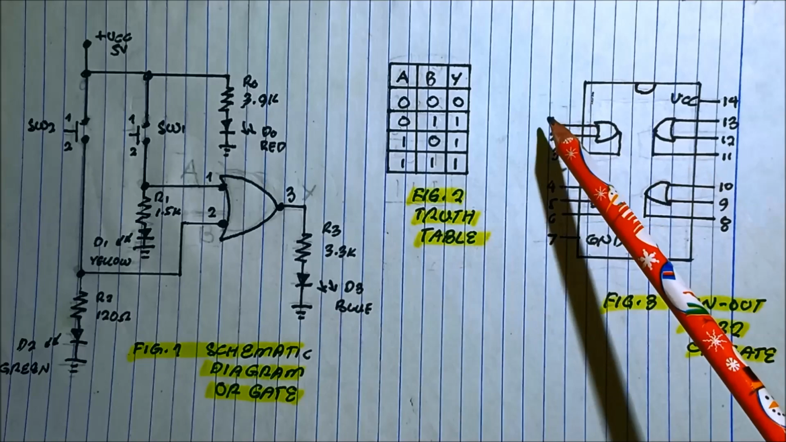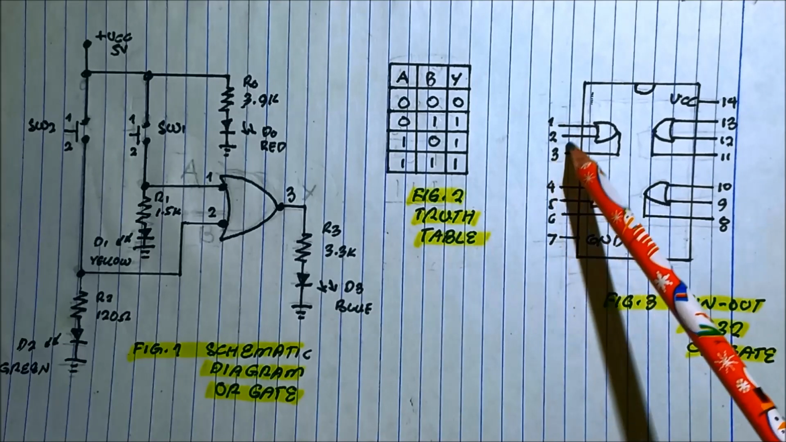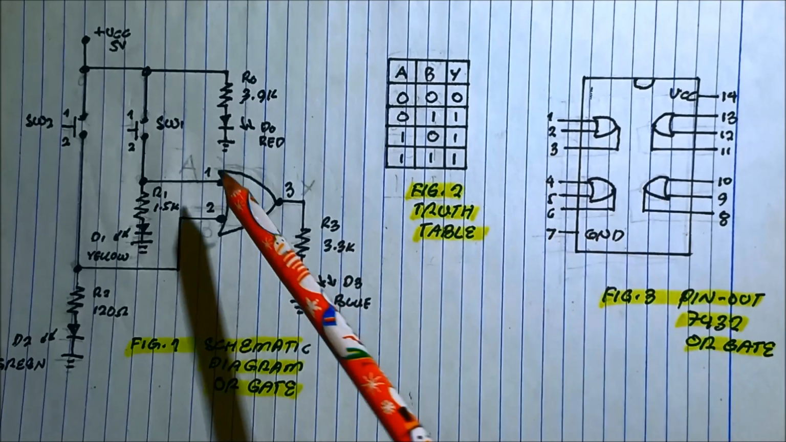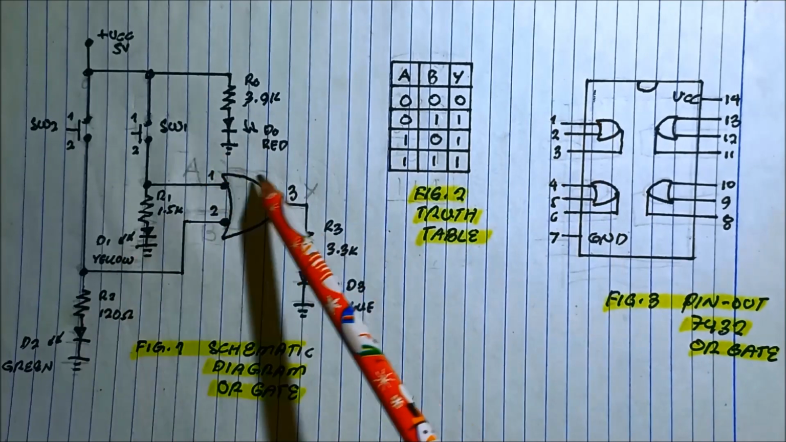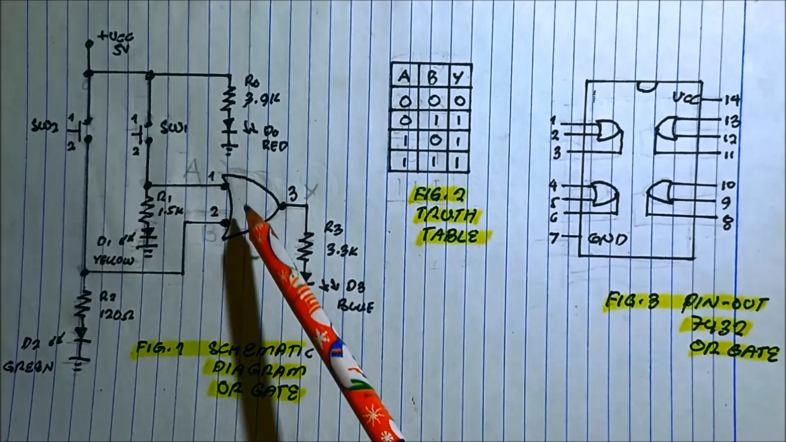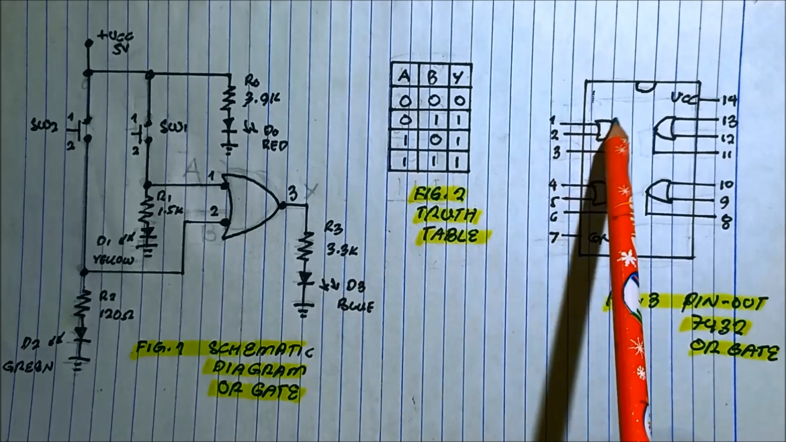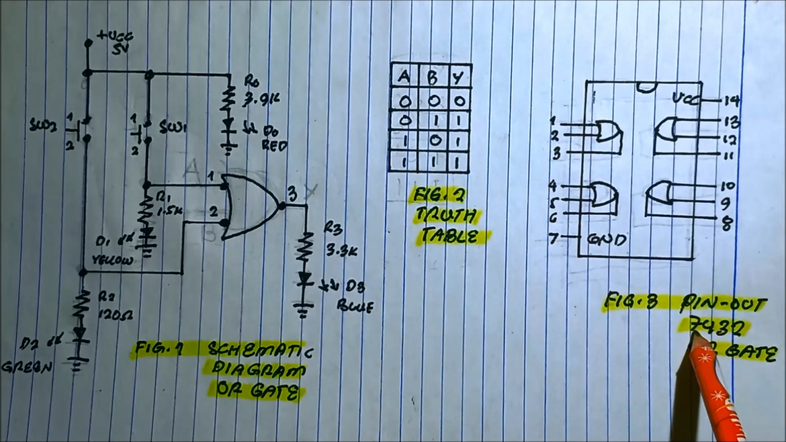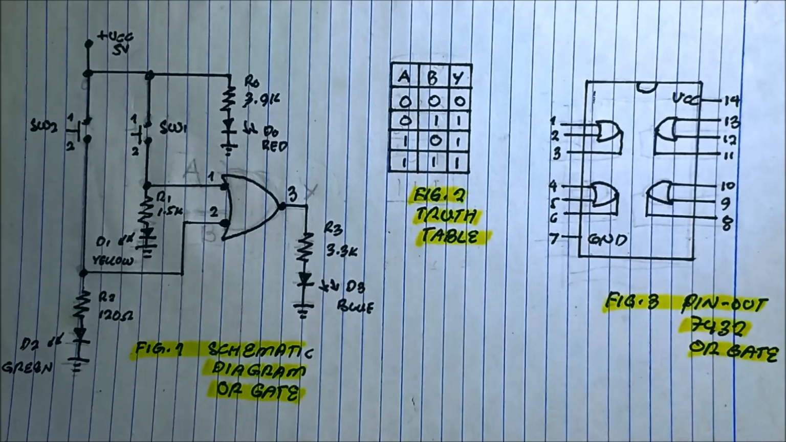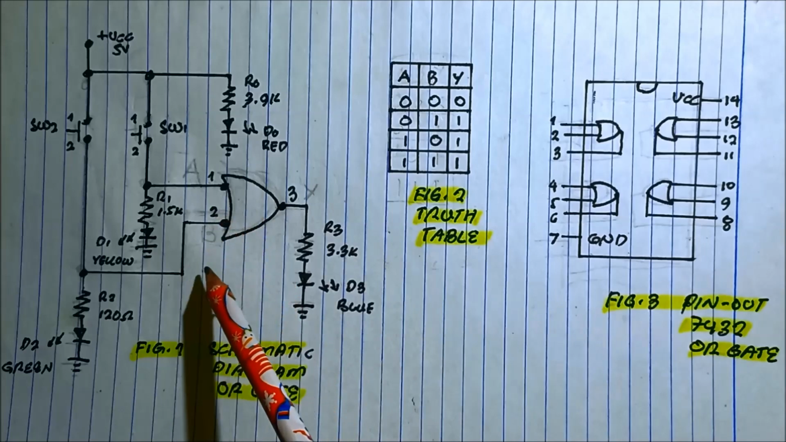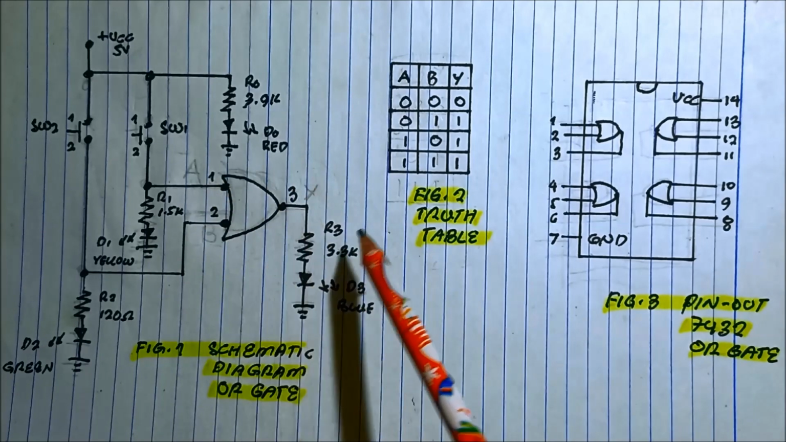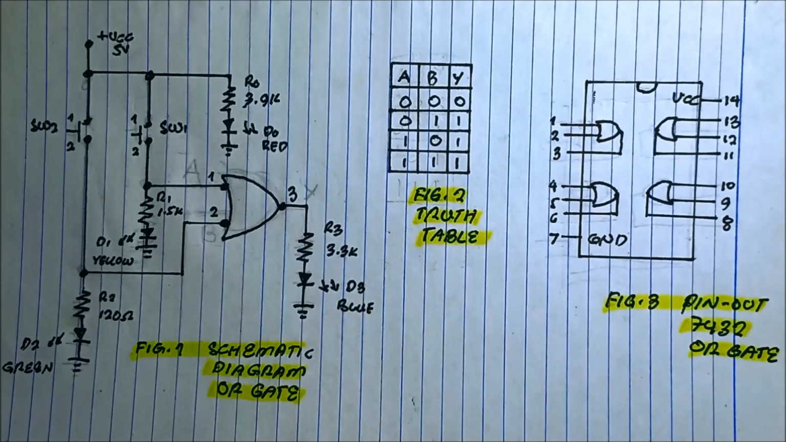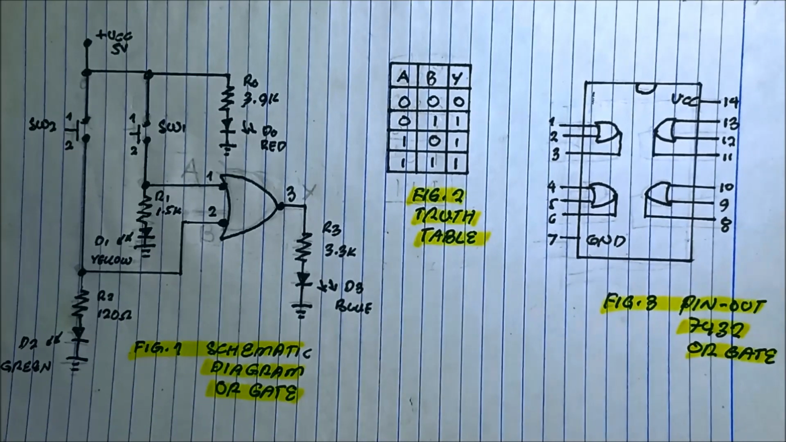So you can see here, that is why we have this 1, 2, 3 in our schematic diagram from this pin out of the 7432 OR gate IC. So we are now clear that 1, 2, 3 came from 1, 2, 3 of the pin out of 7432.